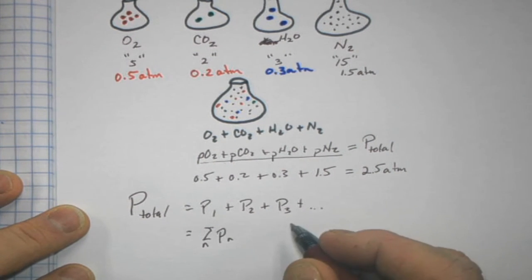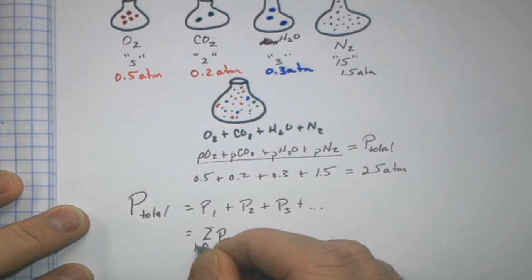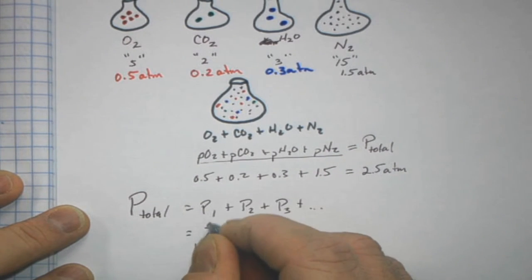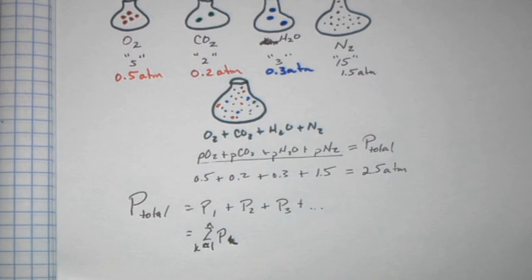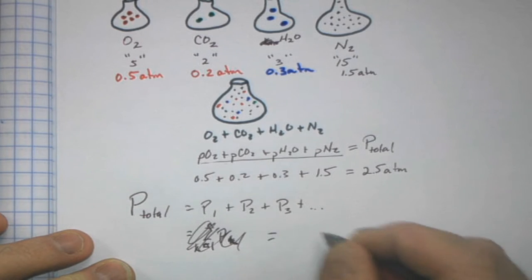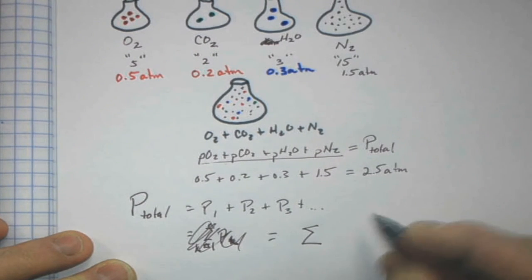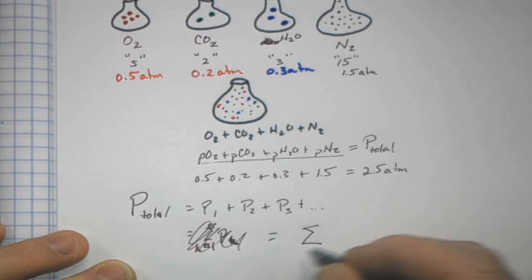or K equals 1 to N, which is really ugly. But the idea is that's the summation notation, that you add for however many pressures, I'll write it bigger. You guys have seen this symbol before? Sigma? It means sum.